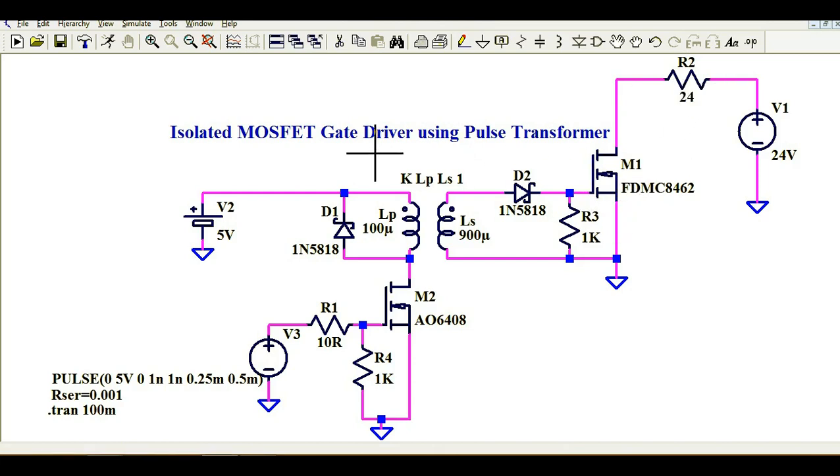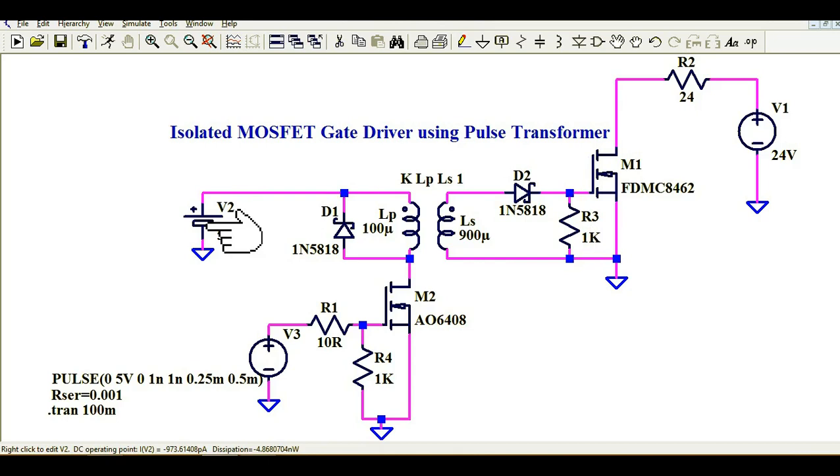Okay, so let us understand first how this circuit works. This is a very important topic. We need to understand how you can design an isolated MOSFET gate driver. If you design an isolated MOSFET gate driver, you can drive your MOSFET either high side or low side. So in this application I am driving my MOSFET in low side. You can see MOSFET M1 is driven in low side. It's a low side MOSFET gate driver.